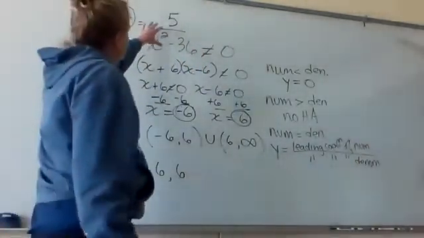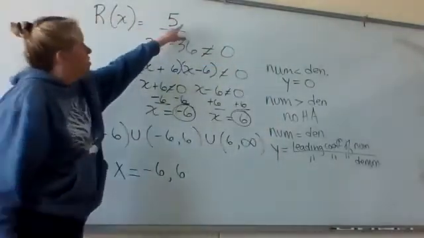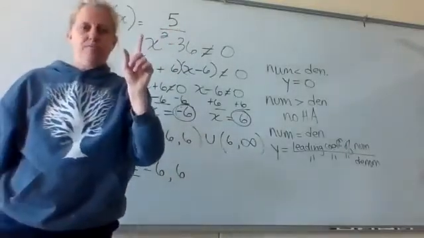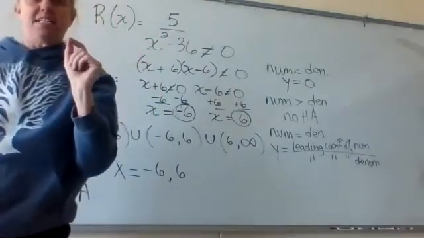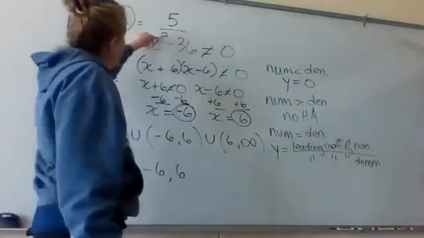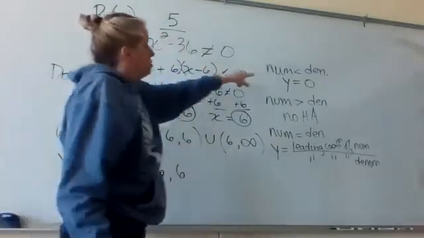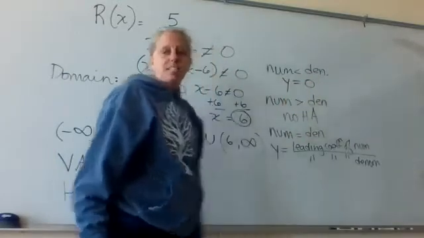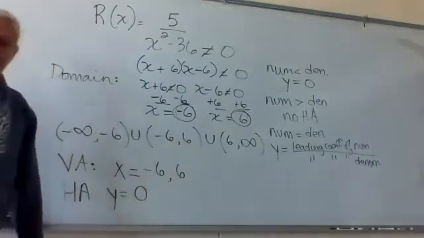So let's look at this. Which of these three categories does this one fall into? The degree of the numerator is 0, right? It doesn't even have an x to the first power. When you're talking about the degree, you're trying to find the term that has the highest exponent. That's going to be its degree. So the degree of the numerator is 0. The degree of the denominator is 2. Which means the numerator's degree is less than the denominator's, which means its horizontal asymptote is automatically y equals 0.